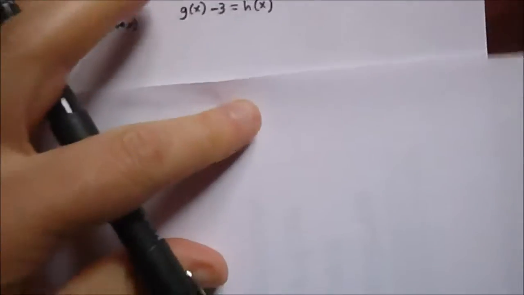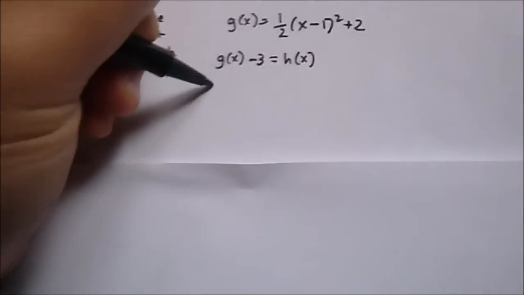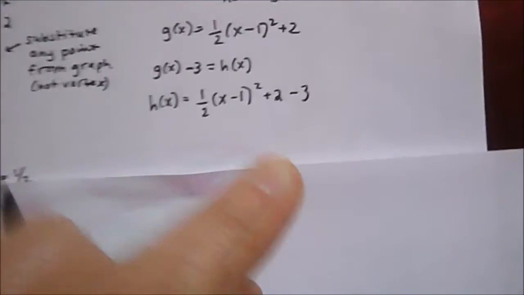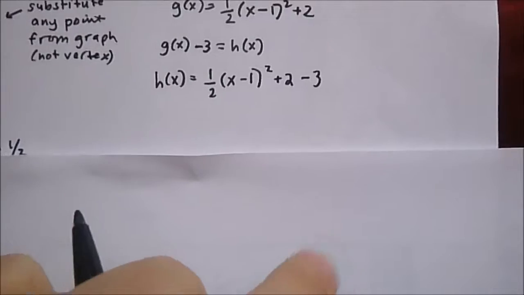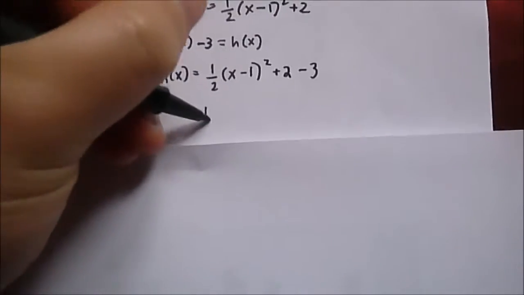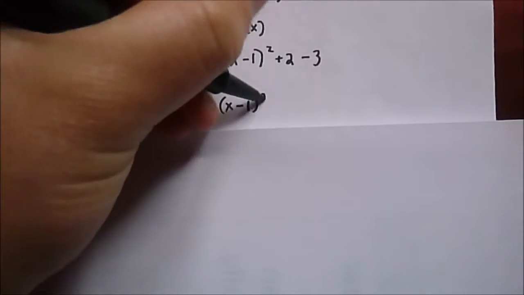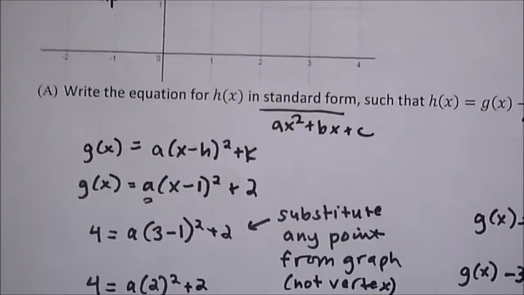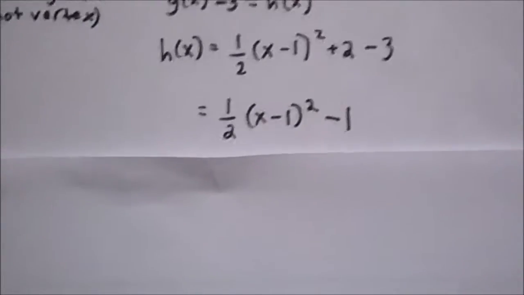So, get myself a little more paper here. I know that h(x) has to be 1/2 times (x minus 1) squared plus 2 minus 3. I'm subtracting that 3 just like the problem tells me to. I can simplify: 1/2 times (x minus 1) squared minus 1. This question asks me to be in standard form. So this is a beautiful translated version of vertex form, but I need to be in standard form. So h(x) equals 1/2 (x minus 1) squared minus 1.